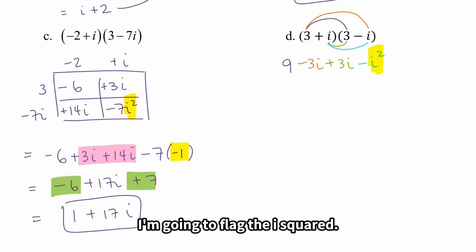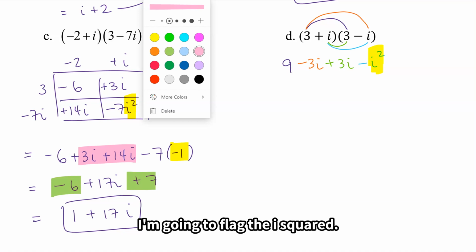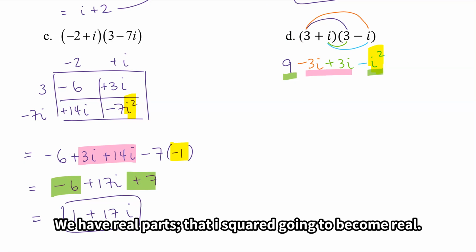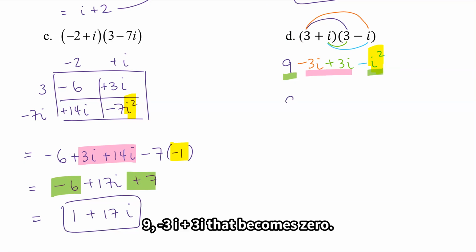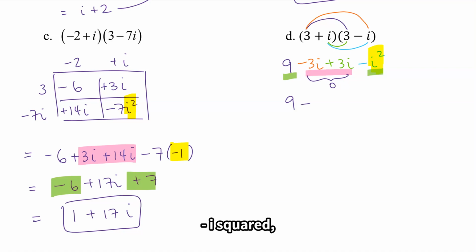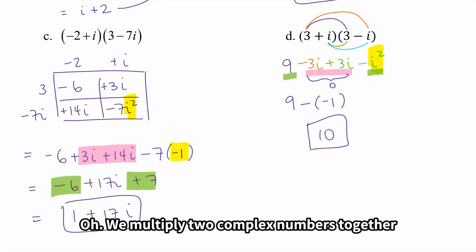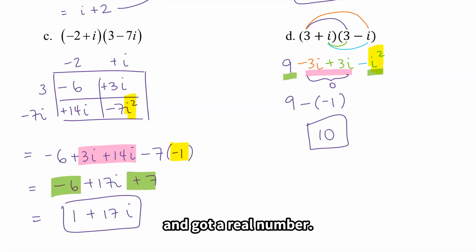I'm going to flag the i squared. And we have imaginary parts there. We have real parts. That i squared is going to become real. 9, negative 3i plus 3i, that becomes 0. Negative i squared becomes a minus 1. 9 minus negative 1, 9 plus 1, which is 10. Oh. We multiplied two complex numbers together and got a real number.